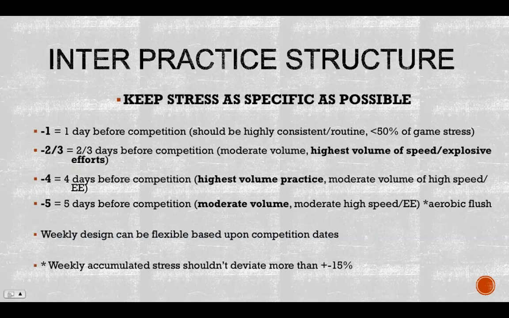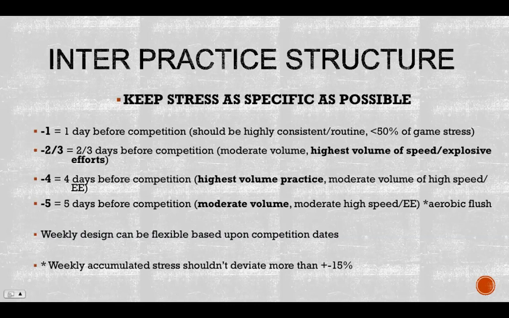That's when we're really combining coaches going through film, scouting for the subsequent competition, and making sure that we're applying this stuff into full field or partial field drill settings where our high volume of speed and explosive efforts are pretty high. So -1 day from competition, that's the Friday before a Saturday game, for example.